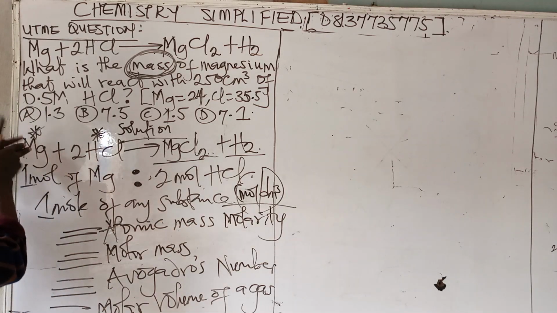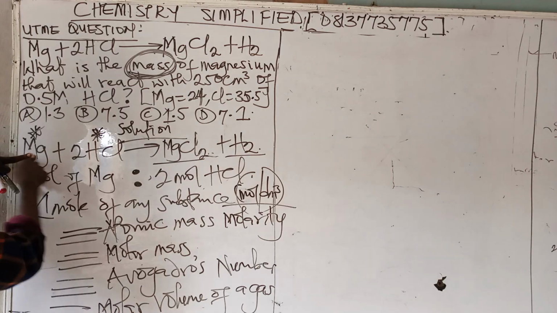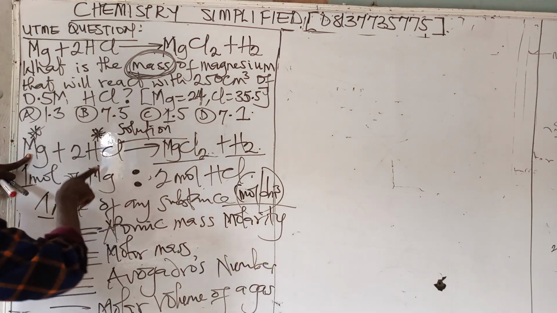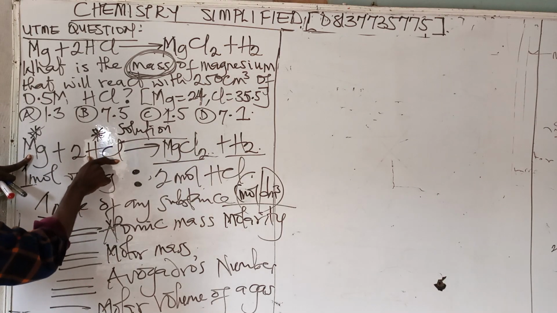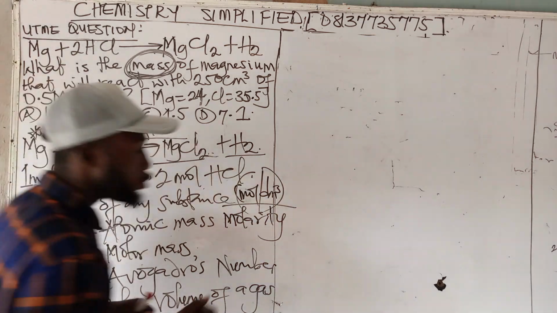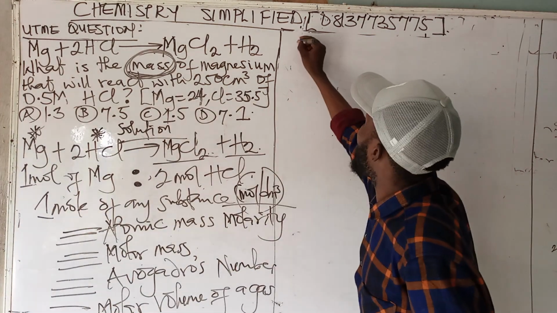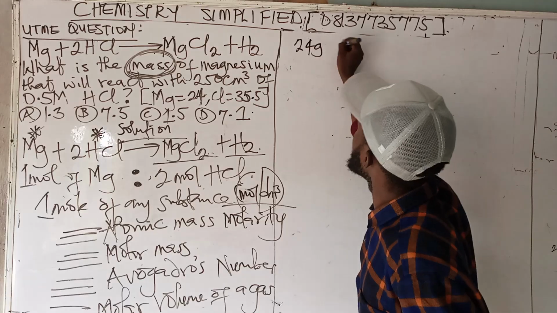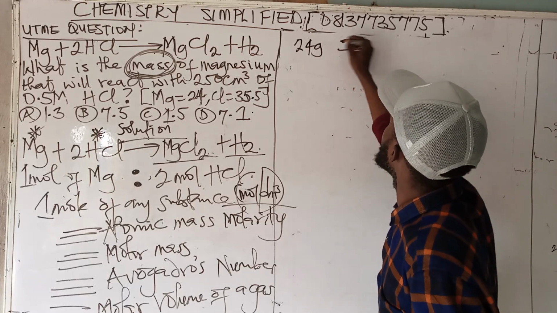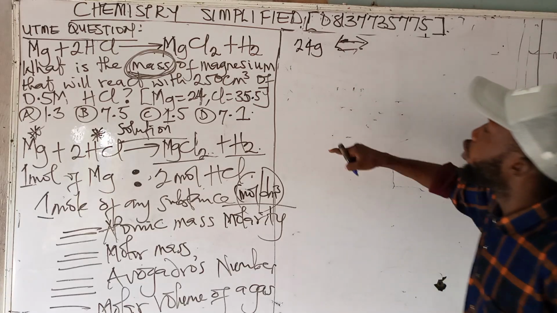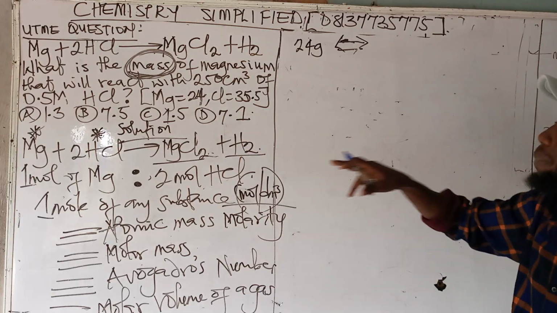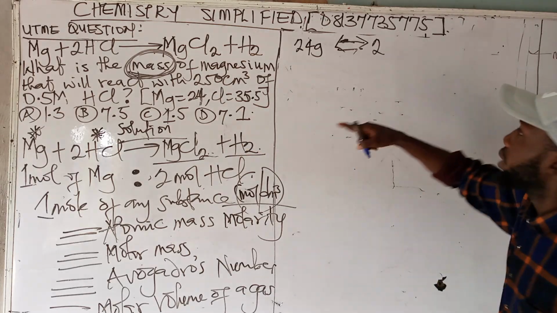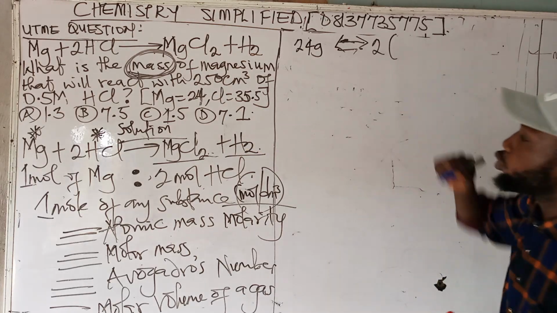Now, what is the atomic mass of magnesium? That is 24. What will be the molar mass of hydrogen chloride? That is what we are going to work out. So therefore, magnesium is 24, to react with the molar mass of hydrogen chloride. So we are now going to look for that.